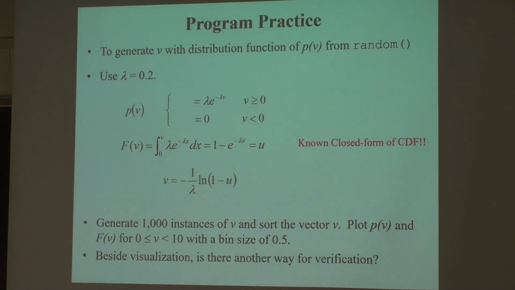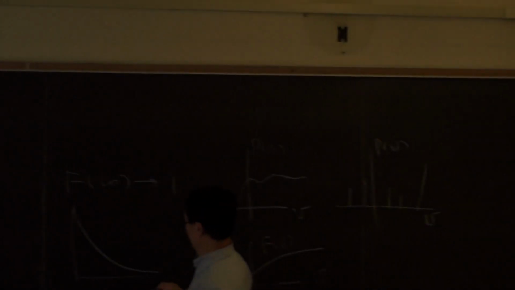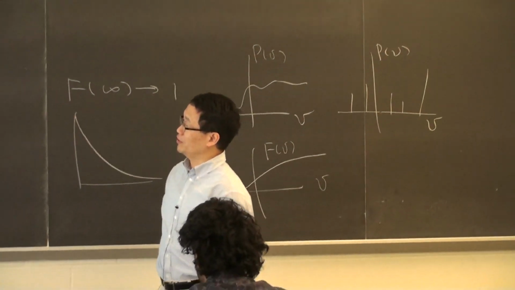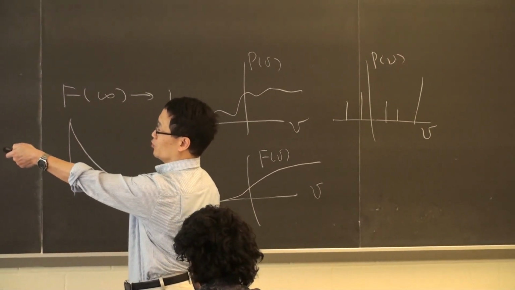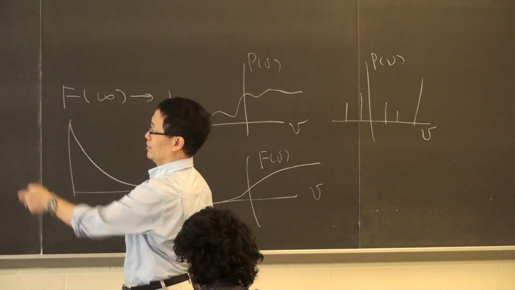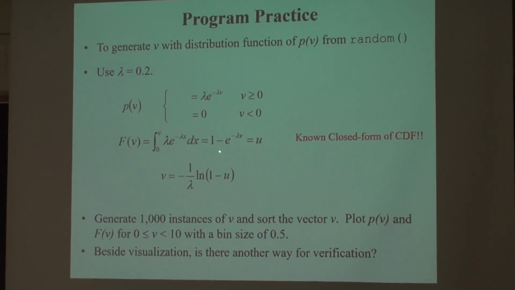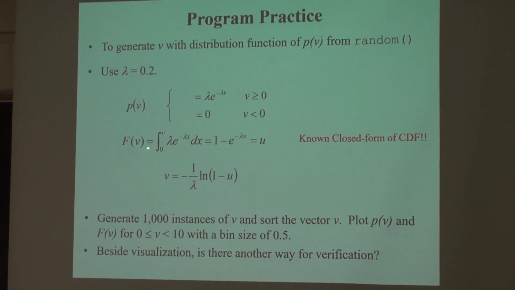So this distribution is something like this, some exponential, with lambda for sure here as the normalization. So this is a normalized distribution function, and we know all the closed form. So this closed form is known, so we'll be able to evaluate F minus 1.